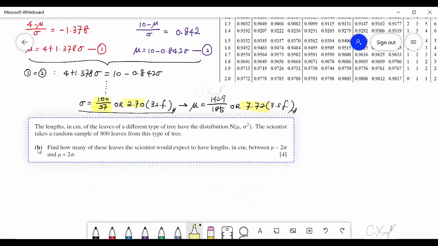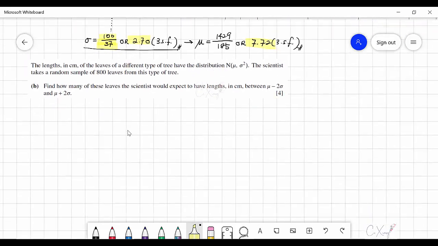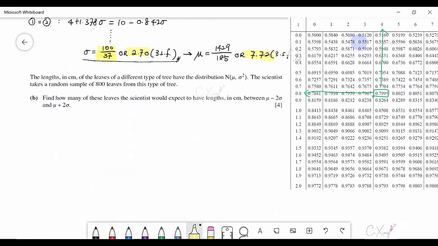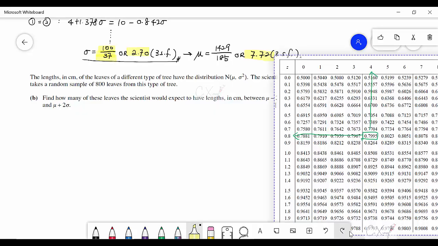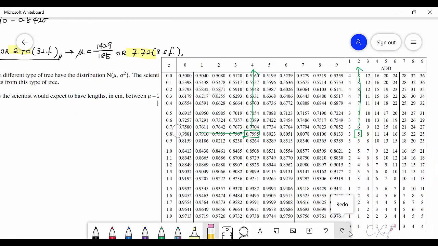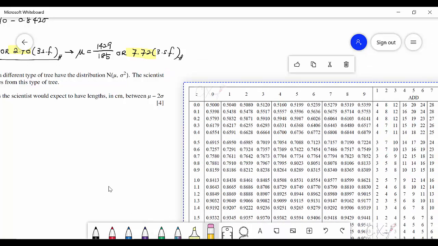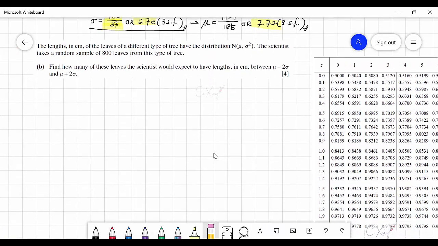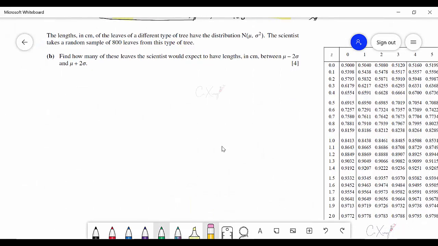Okay, so question number B, I'll put it here. And we need the table also, so maybe I'll bring this first. All right, so for question number B, again they are still talking about the length of the leaf for different types of tree. And again, you still see the keyword normally distributed. And now we are having a random sample of 800 leaf from this type of tree.